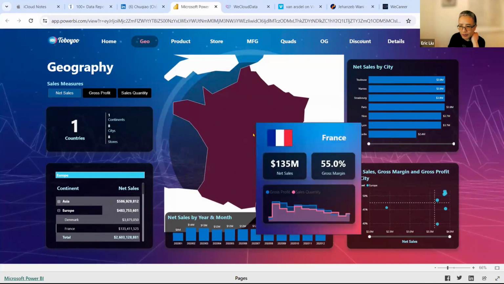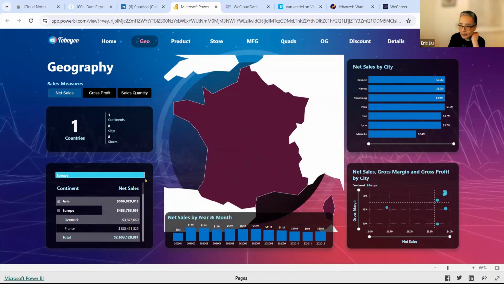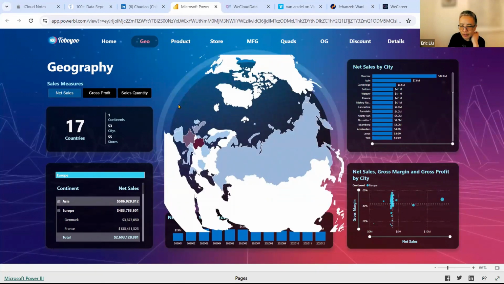If I go there, you will also see the tooltips, the very details, right? And it's very, very well built. If you click anywhere else, it'll come back again. So this revolving globe is highly visual.